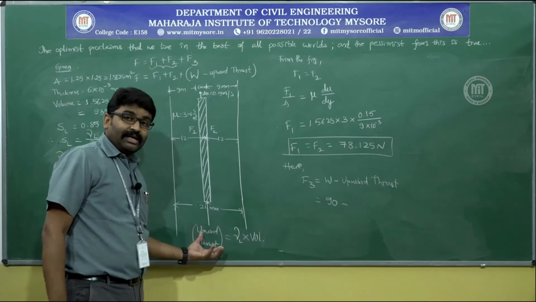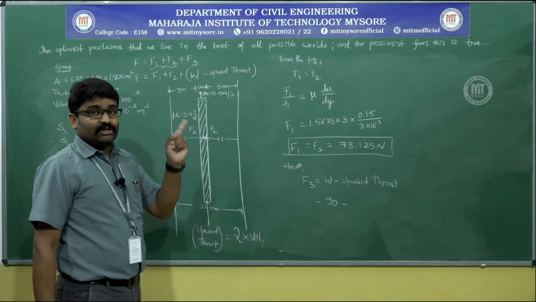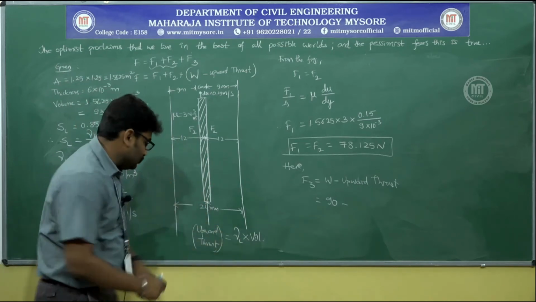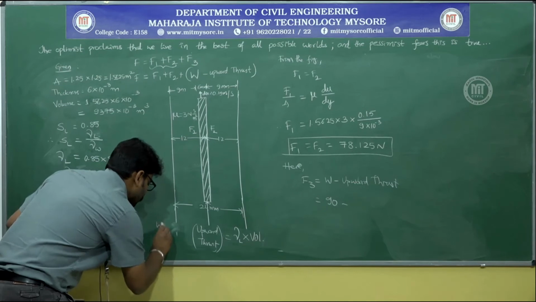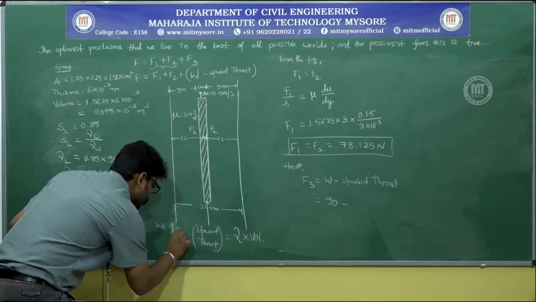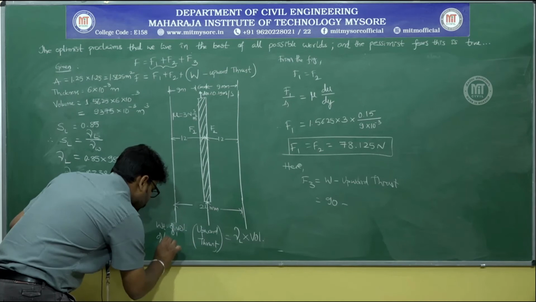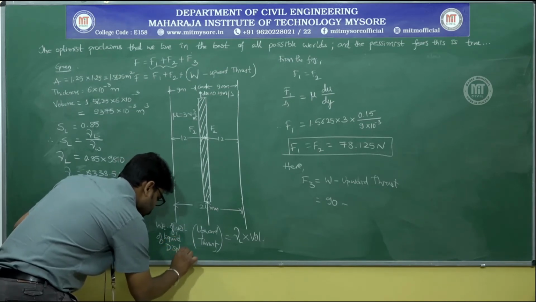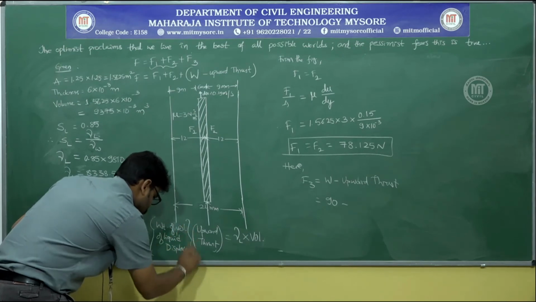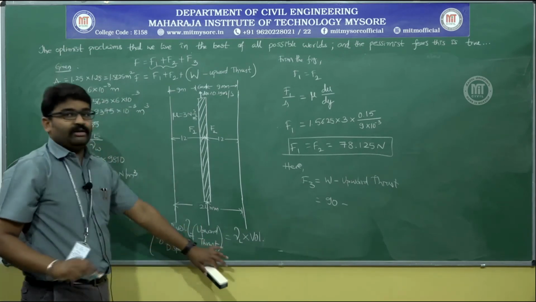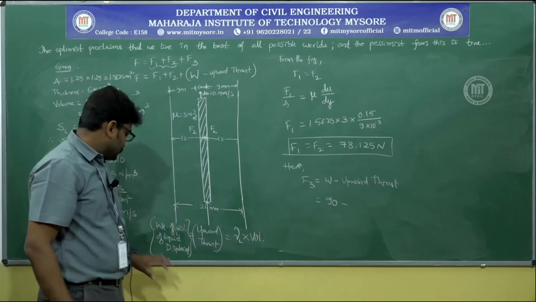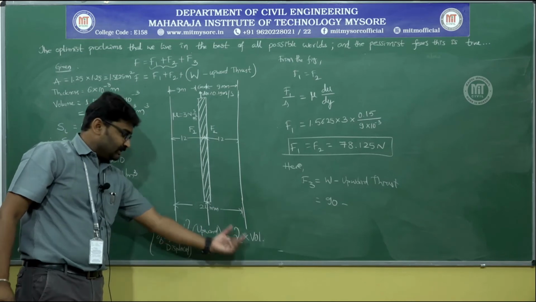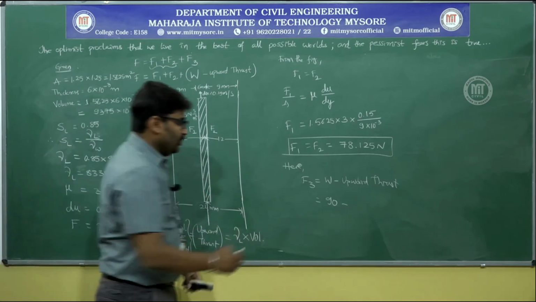How much volume is displaced? How do I get it? Specific weight is equal to weight by volume. Now, upward thrust is nothing but weight. So, what I can do is, weight of volume of liquid displaced is equal to upward thrust. This I can write so that you can understand. Weight of volume of liquid displaced is equal to upward thrust is equal to weight density into volume.